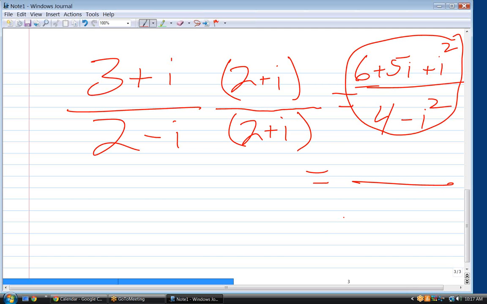So the bottom's 3. No, the bottom's 5. Remember, i squared is negative 1. Oh, yeah. So 5, then it would be 5 plus 5 square root negative 1? No. Here. 5i? 5 plus 5i. In other words, let's do it one step at a time. 6 plus 5i plus a negative 1.